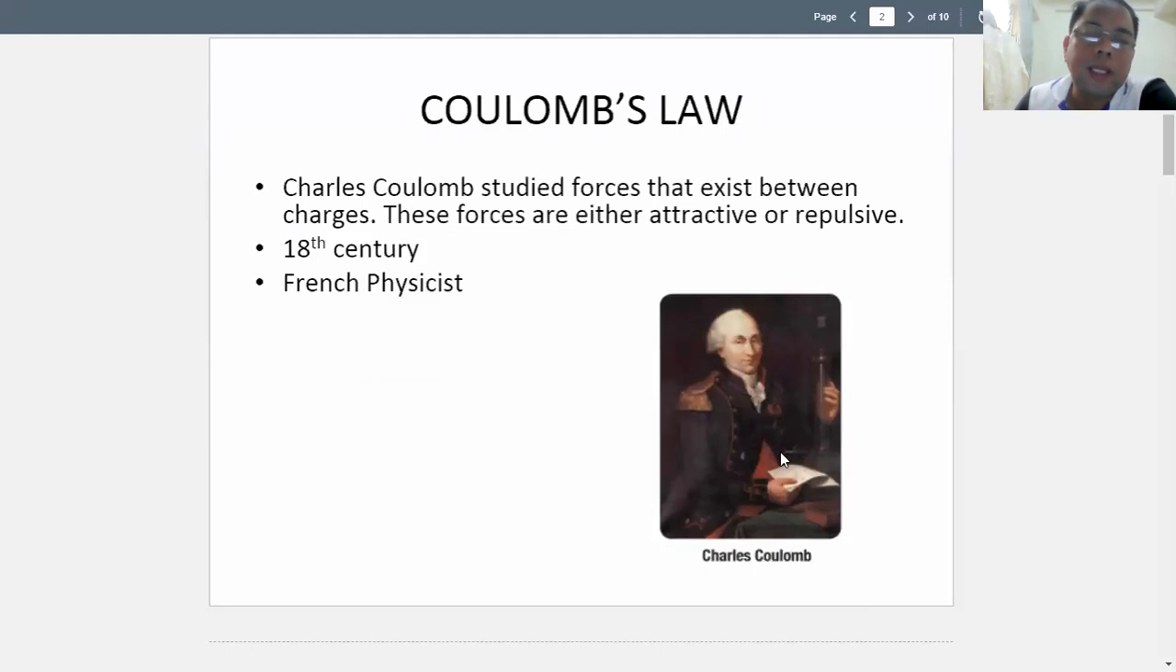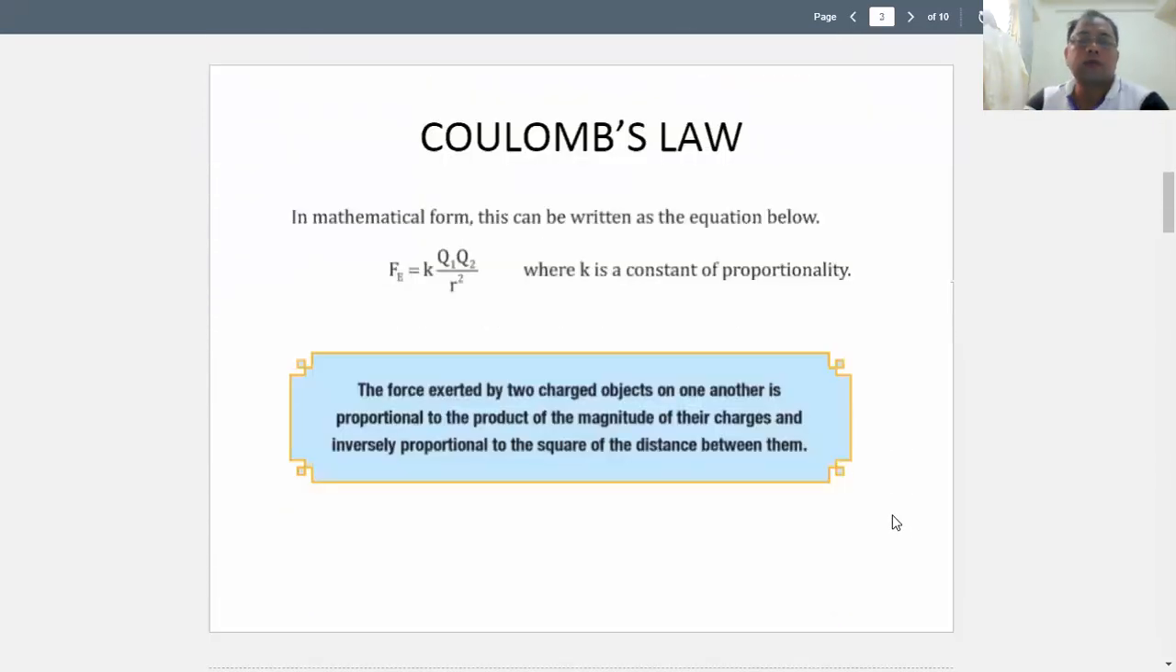Others would pronounce the name here as Coulomb, and others would pronounce it differently, but there are physicists who will make a different sound of it. So what is this Coulomb's law?